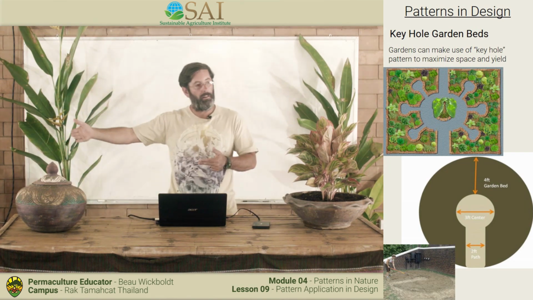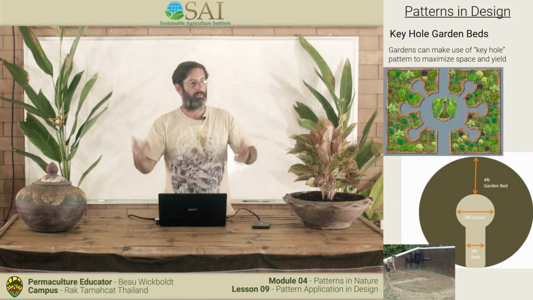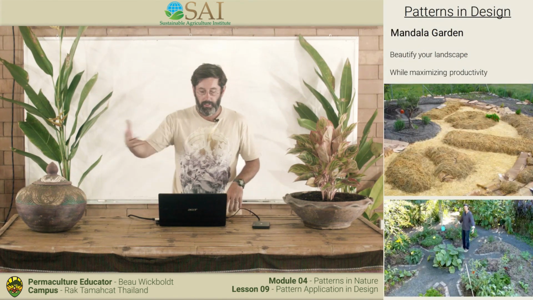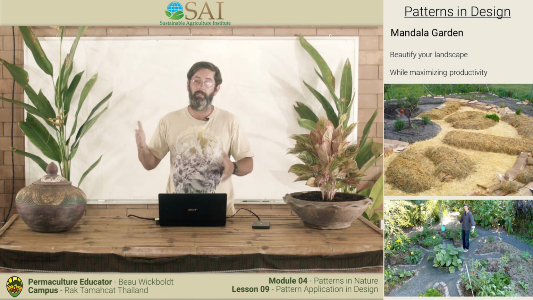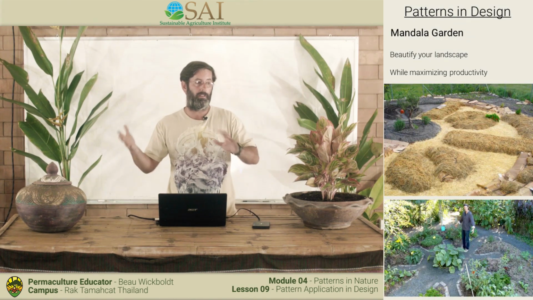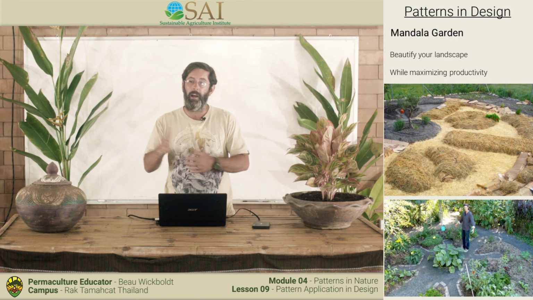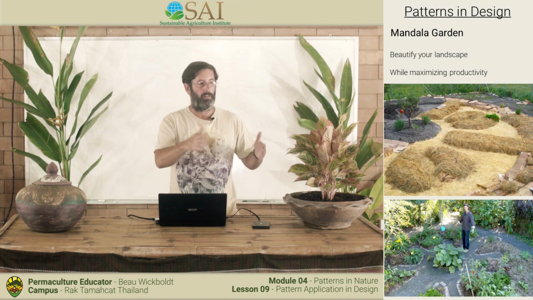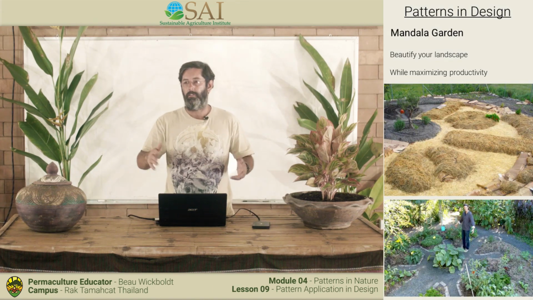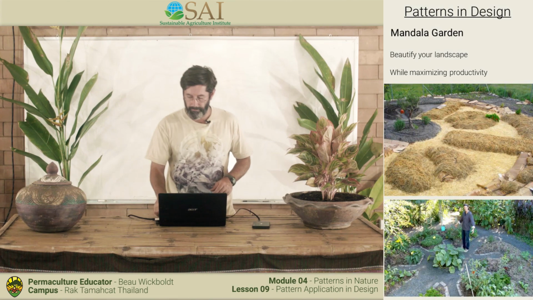If I want it to be wider, I'd have to have vertical aspect, okay? You can look at mandala gardens, okay? They beautify your landscape, so we have to find a balance of efficiency and beauty. This is what we're playing with here. And they can help to maximize productivity by creating more edge and this concept of maximum garden, least path. Right, so least path design.